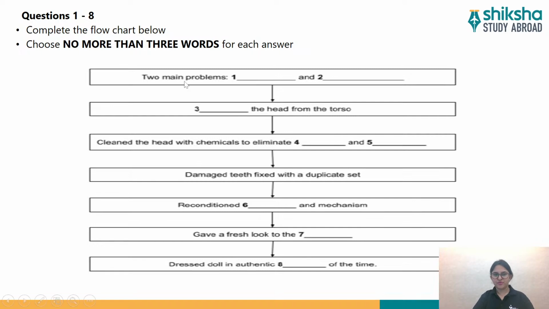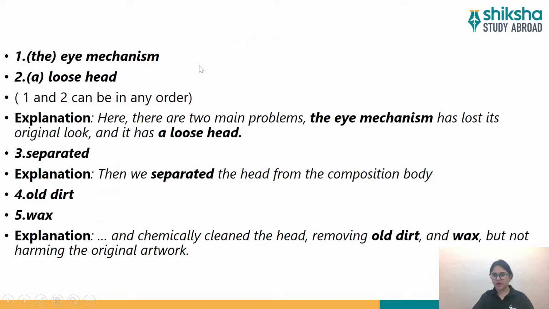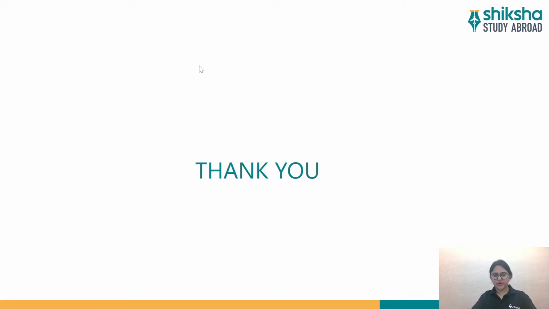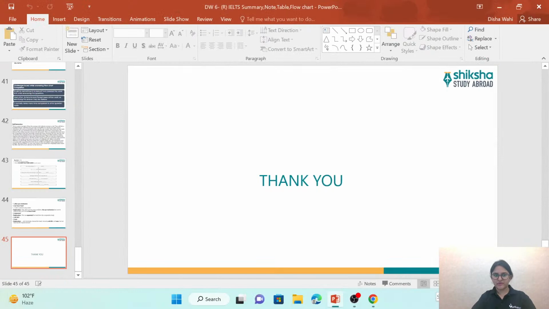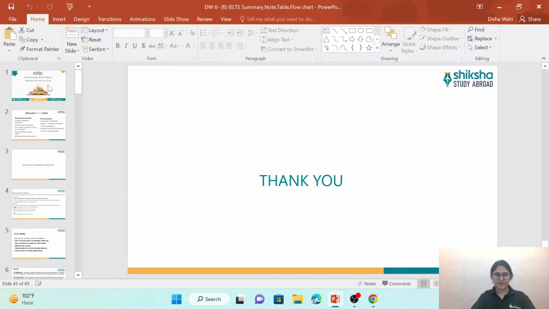Next you can see a flowchart. So flowchart is mainly consisting of arrows and few boxes where you have to write your answers, okay, in no more than 3 words. So 2 main problems, 1 and 2. Again, you have to fill in the blanks. So this is a kind of sample question which you might encounter in the paper as well. So this is something like this you will get in the exam. Then I have listed down few answers. You can always go back to the video and check your answers once you have completed the questions.